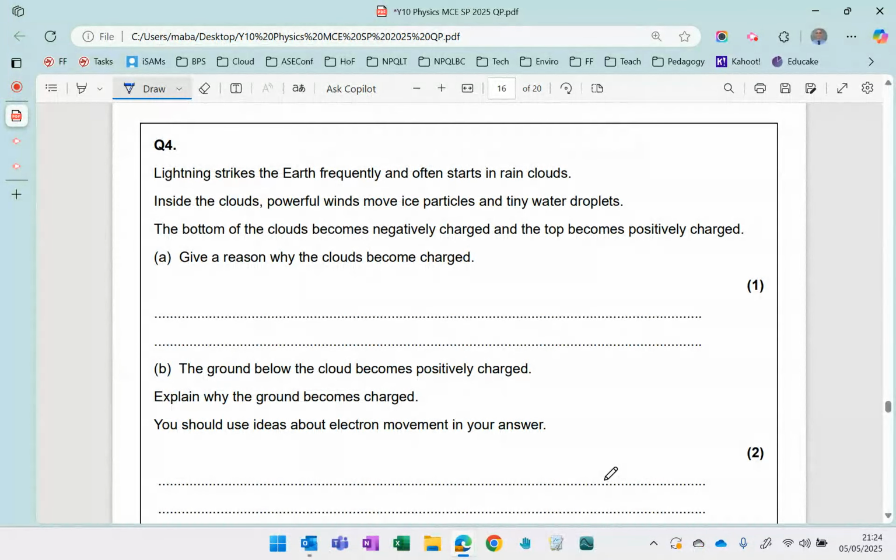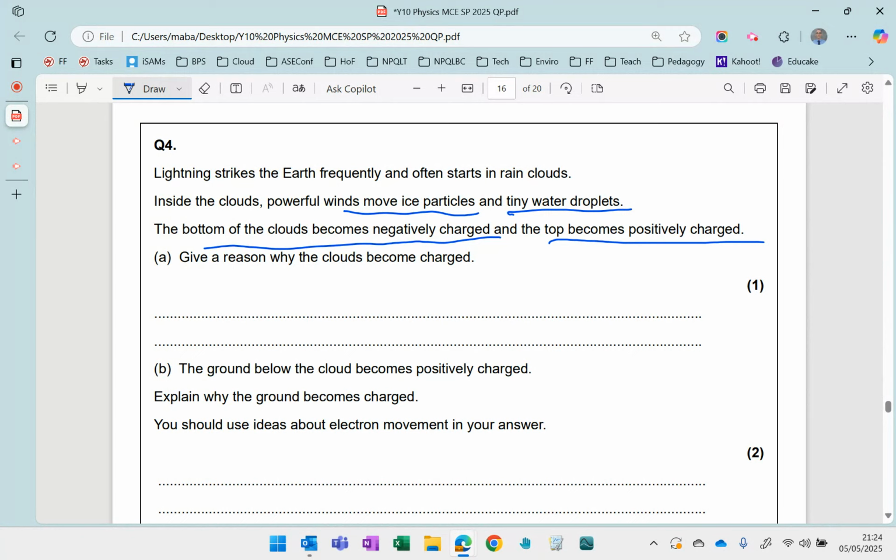Okay, we're on to the final question of the paper. So, powerful winds are going to move ice particles and tiny water droplets. Okay, and the bottom of the clouds become negatively charged, the top become positively charged. And it says, give a reason how they're going to become charged.